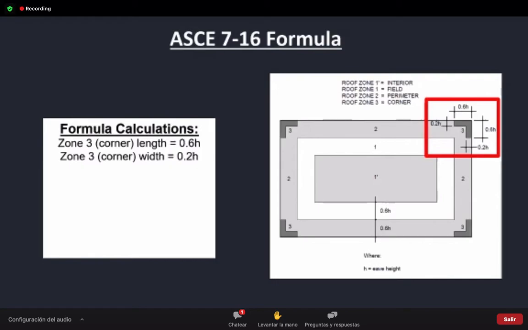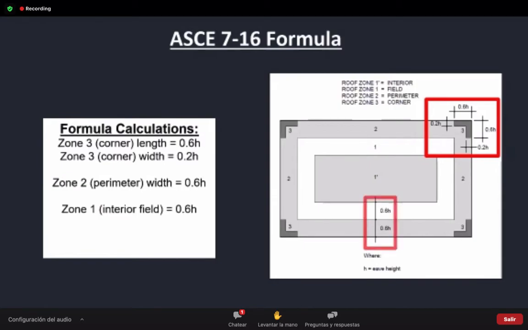Now when we go to zone 2, it's going to be 0.6 of the height. As you can see here, it's going to step in 0.6 of the height. That's how far we go, and that's going to be our perimeter. Then we have 0.6 of the height again for zone 1. If we're used to the perimeter, the corner, and the field, we're kind of used to that already. But introducing the ASCE 7-16 is what we're calling the zone 1 prime, which is whatever is left.